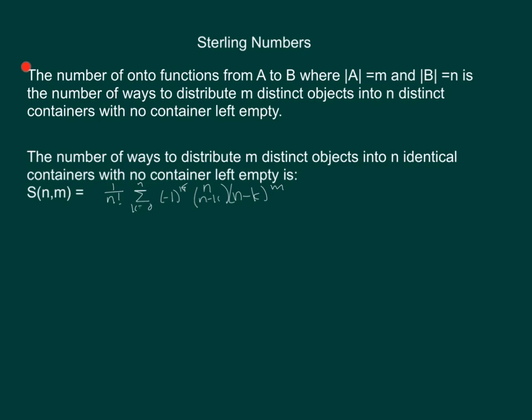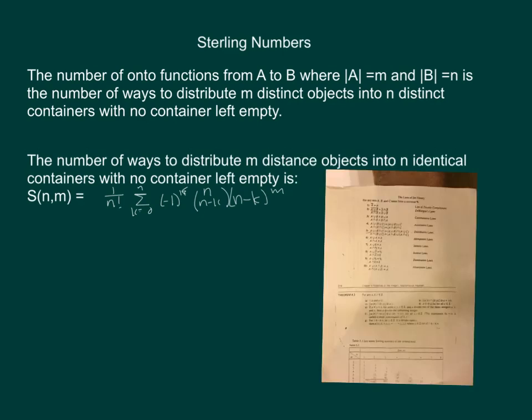So we'll see this idea here is related to our Stirling numbers, which is here. The number of ways to distribute m distinct objects into n identical containers with no container left empty is the Stirling number, S(m, n), which is equal to this number here, which fortunately we don't have to calculate, so don't even bother remembering this. The formula is in your book if you'd like to look at it, but I wouldn't use it.